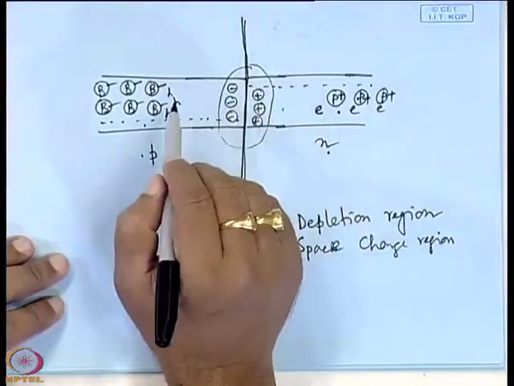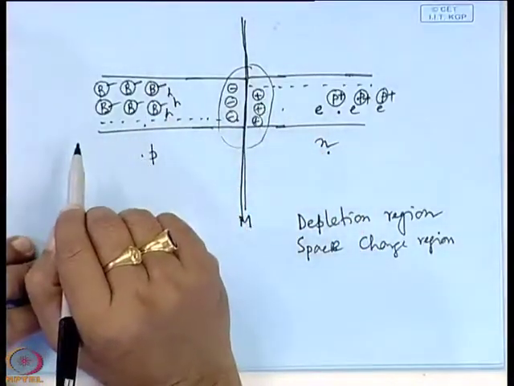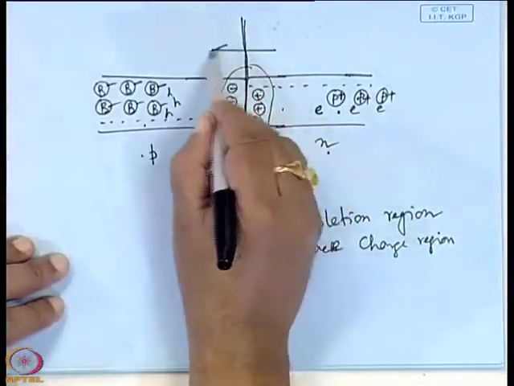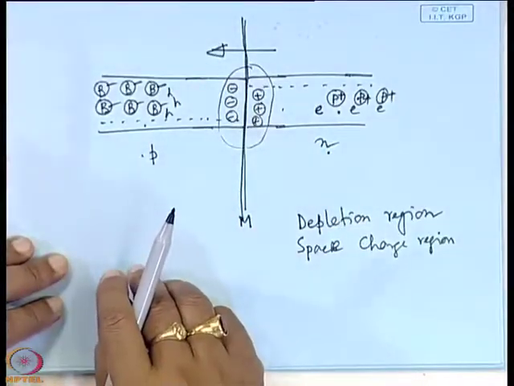Since two columns of charges are there, that will give rise to an electric field, because under this circumstance uncovered charges are there. So, an electric field will be generated. What will be the direction of this electric field? Right here. Why? It will be directed always from positive to negative.